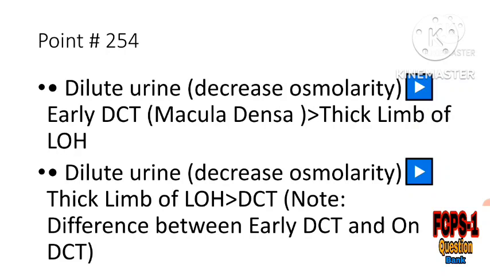So point number 254, dilute urine having decreased osmolarity occurs in which of the following segment? Early DCT. If it is not present in the option, then choose thick limb of the loop of Henle. So dilute urine present in early DCT followed by thick limb of loop of Henle. So remember, always choose or prefer early DCT. If it is not present in the option, then choose thick limb of loop of Henle.